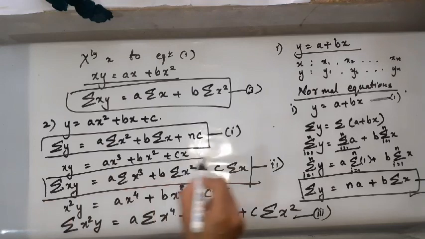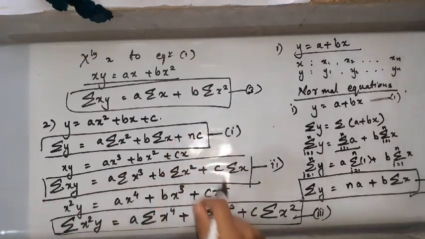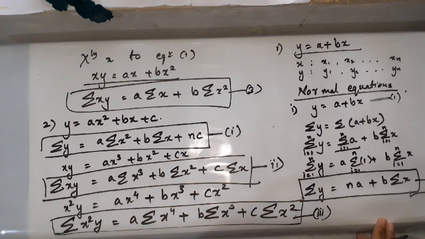All of you please take this down as notes. These are your 3 normal equations required to solve for the constants a, b and c and get your parabolic equation for the given data. This is how you work for the parabola, and these are the normal equations to write.